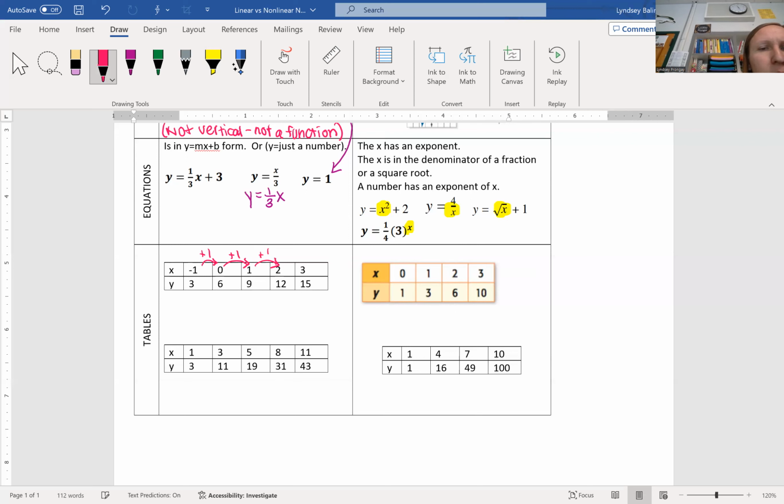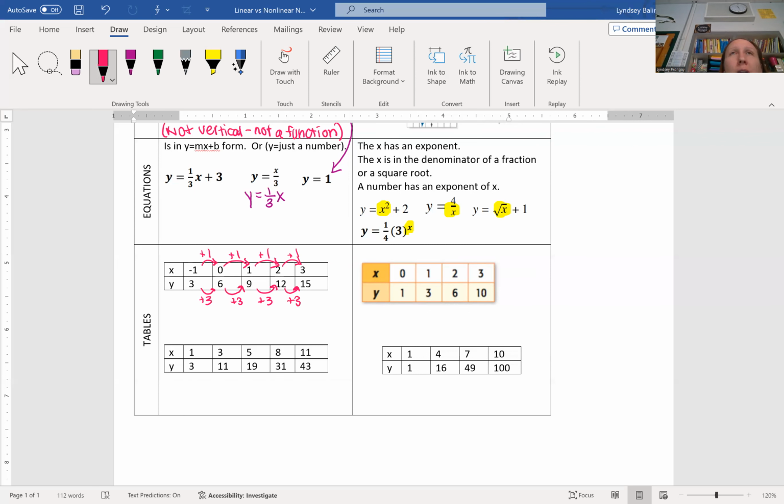And we can see as we work our way across this table, all of our x's are going up by 1, which makes this a pretty easy one to see. Okay, because now we're going to look at our y values. So from 3 to 6, it went up by 3. 6 to 9 was 3. 9 to 12 was 3. And 12 to 15 was 3.